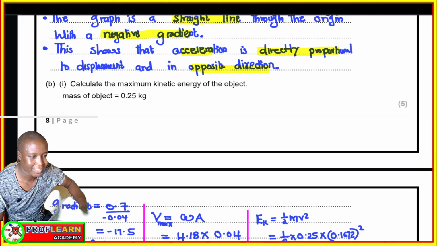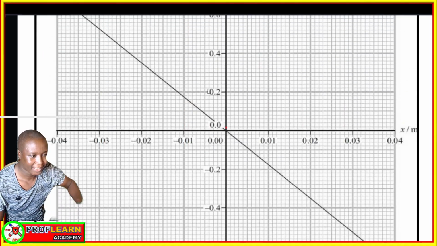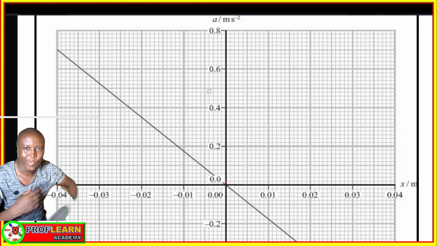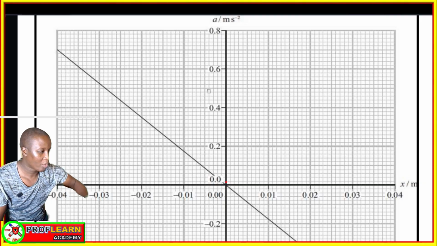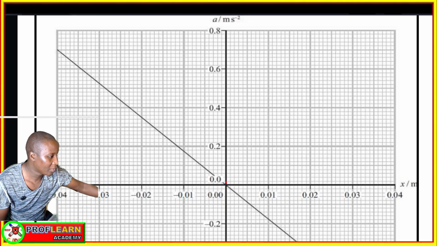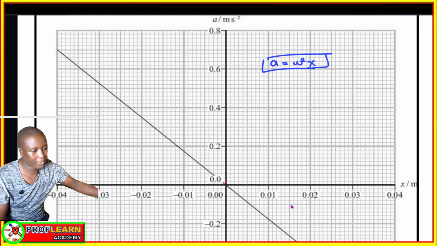You are told to calculate the maximum kinetic energy. For you to work out maximum kinetic energy, you need to know the maximum velocity. Now, the graph that we have here shows that acceleration is equal to negative omega squared x. This is the relationship that is connected by this.